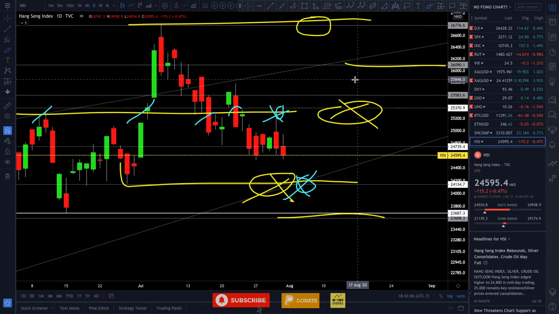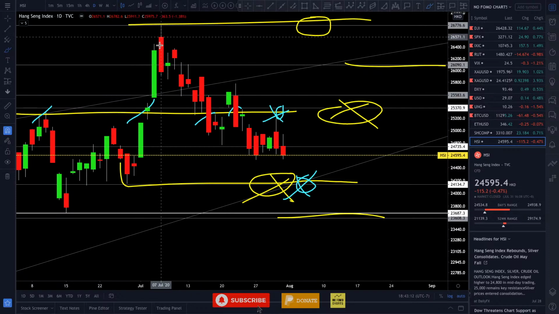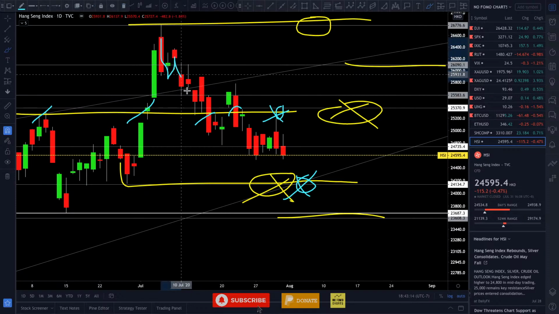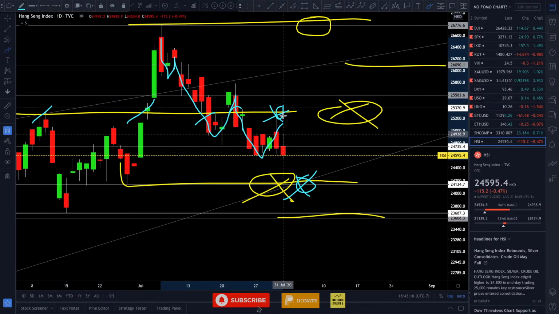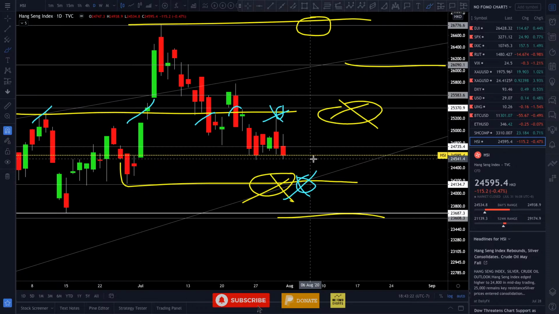Next, HSI, Hang Seng Index. Hang Seng Index still in a daily downtrend. How do I know this? Lower low, lower high, lower low, lower high, lower low, lower high, lower low. But double bottoming right here at support. Where is this? 27,541.